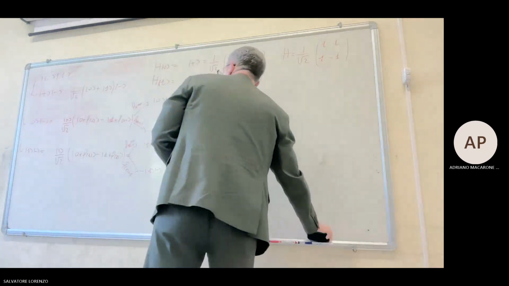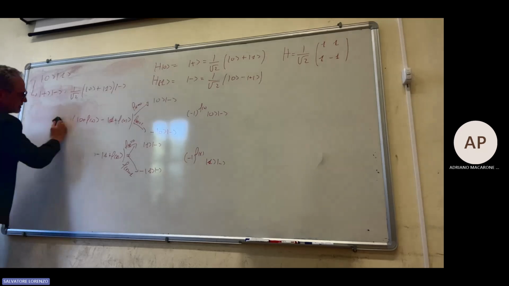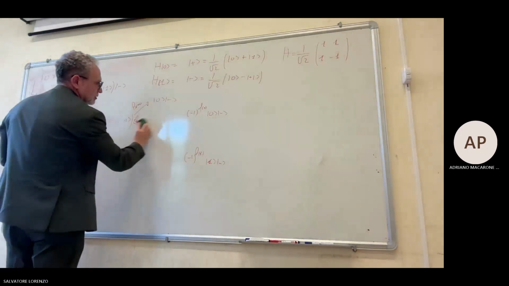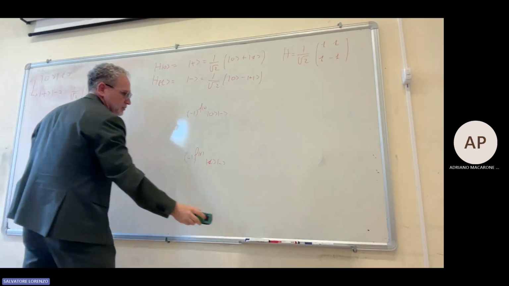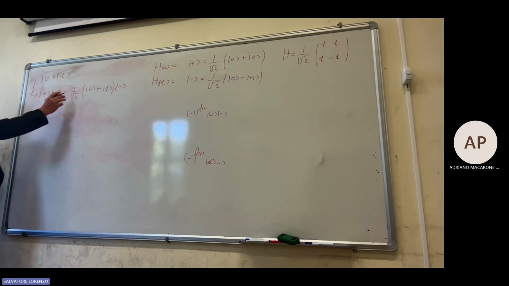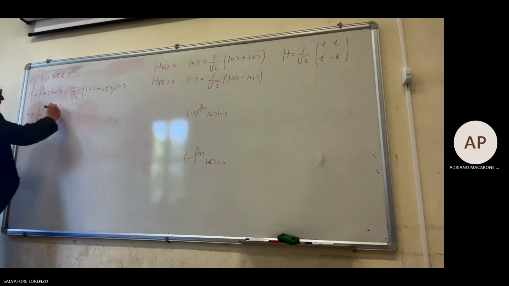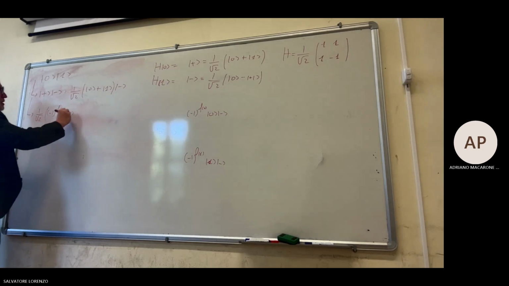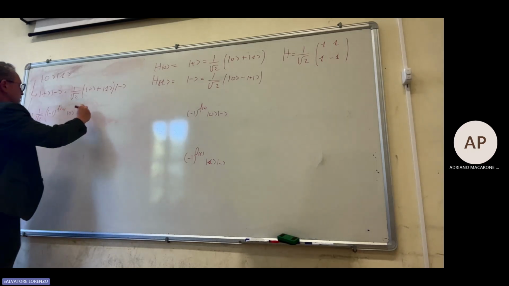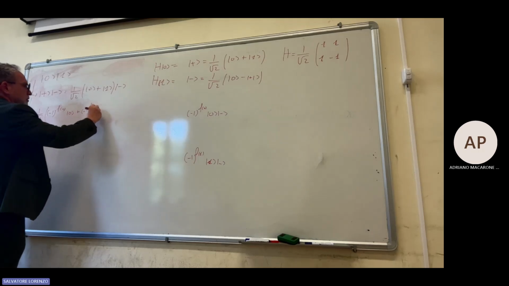Putting all this together, the new state after the second step is 1 over square root of 2 times (minus 1 to the f of 0, 0 plus minus 1 to the f of 1, 1), all with the second qubit in the minus state.